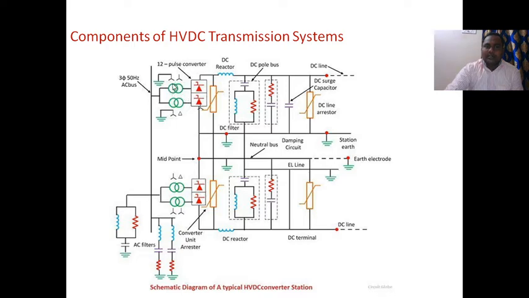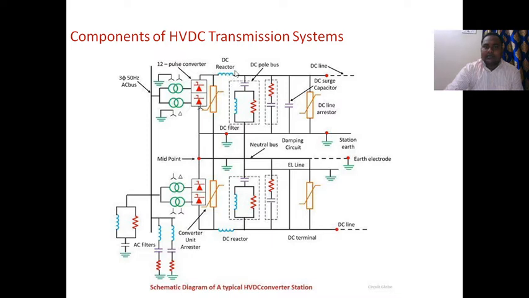This is a pulse converter transformer having star to star or star to delta. The converter transformer configuration must be star to star or star to delta. Then only a phase shift is possible, and then only adding of pulse converters is possible. The star is always grounded. Next one is the DC reactors.